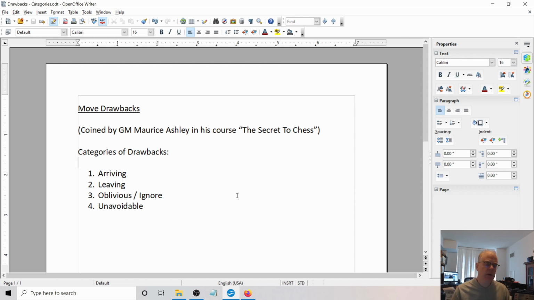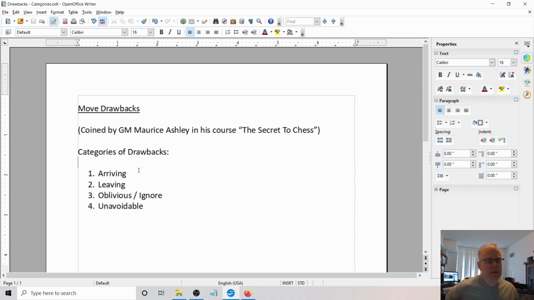And although he doesn't use this terminology in his course, what I've done in thinking about this problem over the years, and getting used to thinking about the game in terms of drawbacks, is I've created four categories here, and I'll go through a number of examples to show how these work. I call them arriving, leaving, oblivious, ignore, and unavoidable.